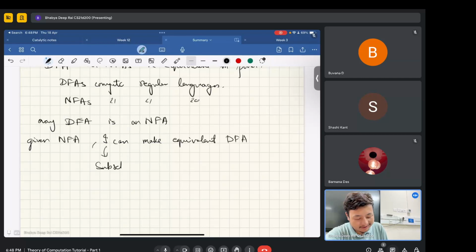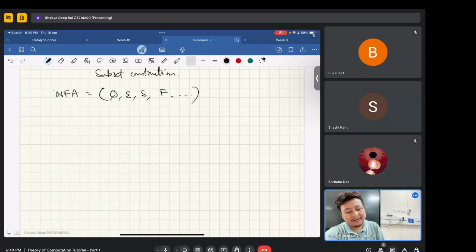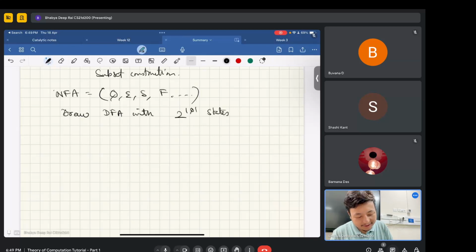This is done by a way called subset construction. You must have seen what subset construction looks like. I'll just tell you a gist of it. If I have an NFA which is Q, sigma, delta, and so on, F, and so on, what I'll do is draw a DFA with 2 to the size of Q states, and each of the states will correspond to the subsets.